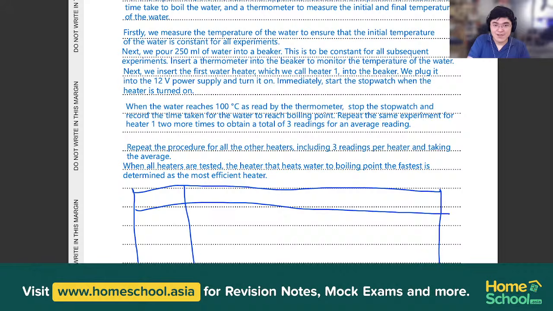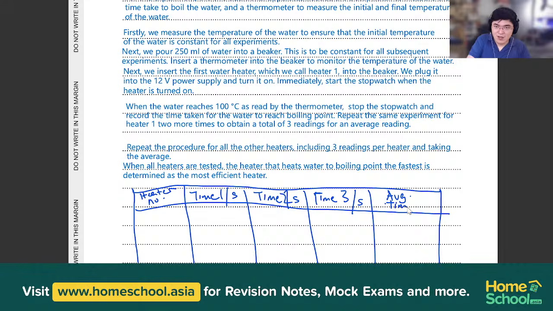All right, so over here we have the heater number. We also have the first time reading in seconds, the second time reading also in seconds, and the third time reading also in seconds. And then last but not least, you have the average time, which can also be in seconds. Of course, we have heater number 1, 2, 3, 4, 5, and so on.